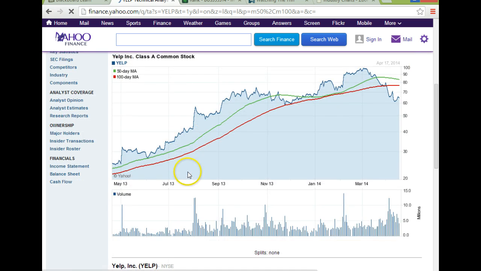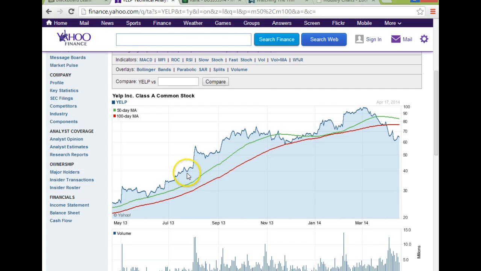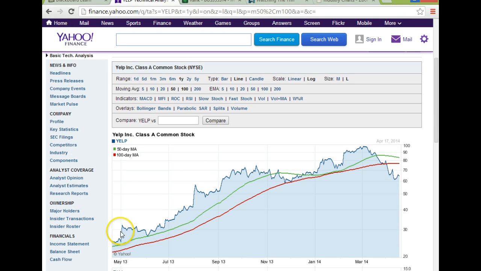Okay, so if we look at Yelp here, we see the stock price, 50-day, 100-day, all in the perfect alignment. That's what we like to see. And here we have Yelp testing its 50-day, bouncing off of it, a sign of strength, and it continues to move up. But here we have it breaking below the 50. The first sign of sell would be here.